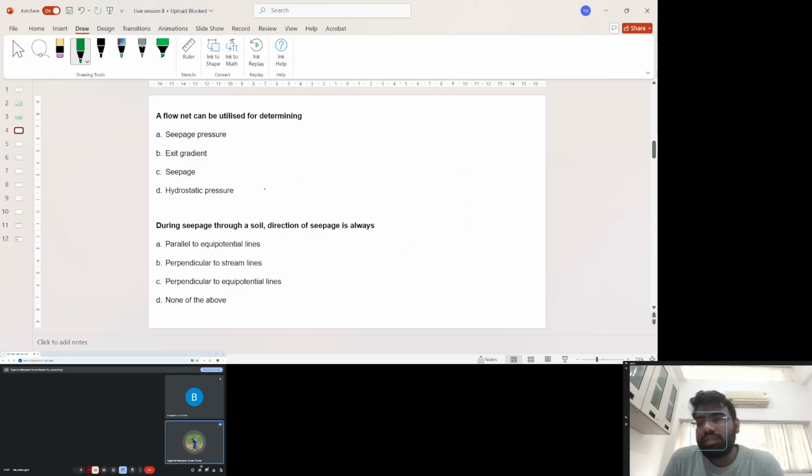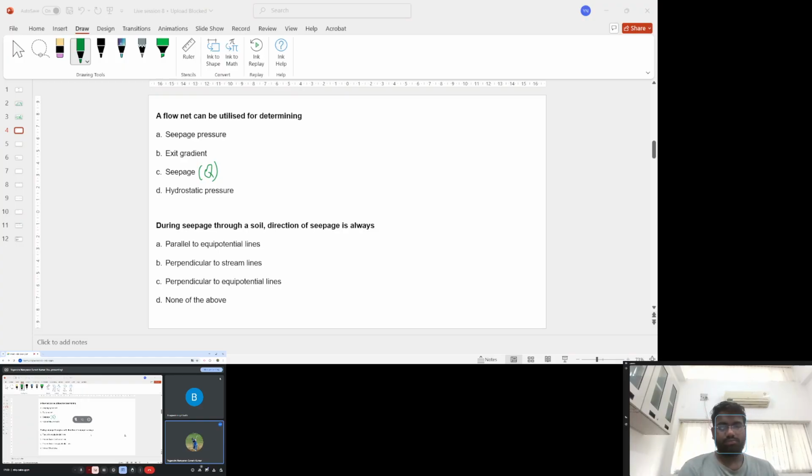So now we are entering the flow net, two-dimensional flow. The flow net can be utilized for determining option A seepage pressure, option B exit gradient, option C seepage, that is the quantity of seepage discharge Q, and option D hydrostatic pressure. Any guesses? Any answers?